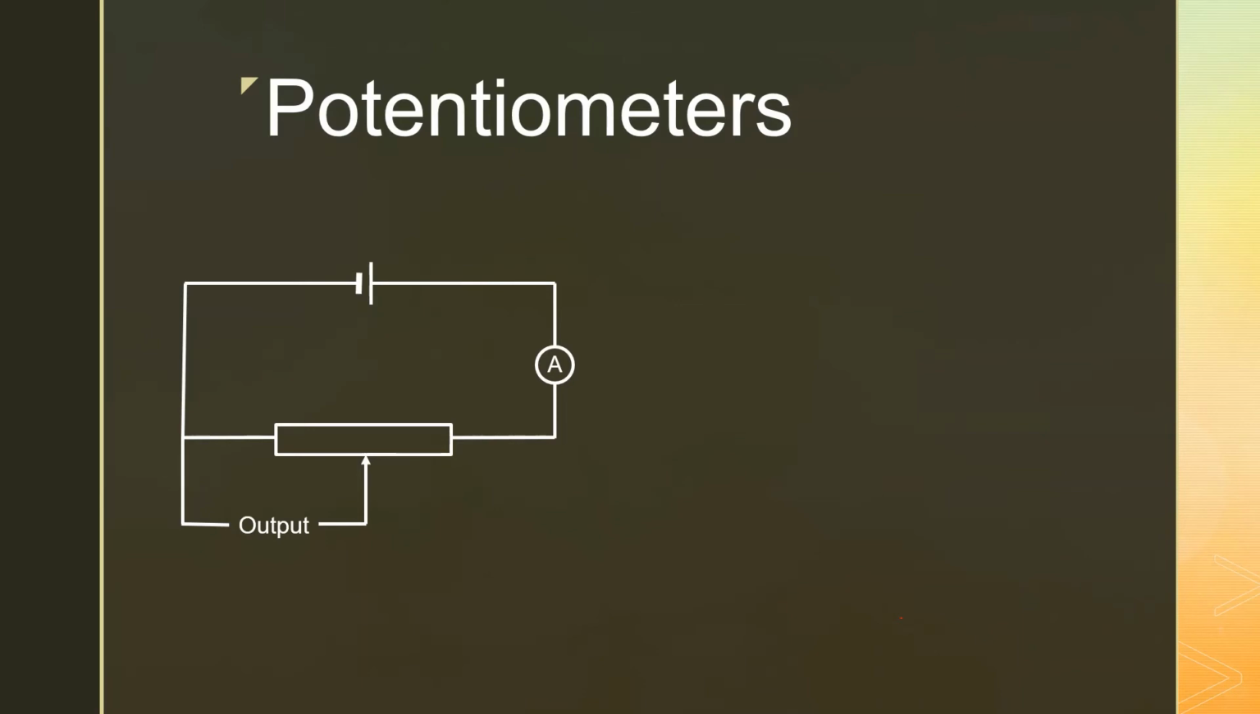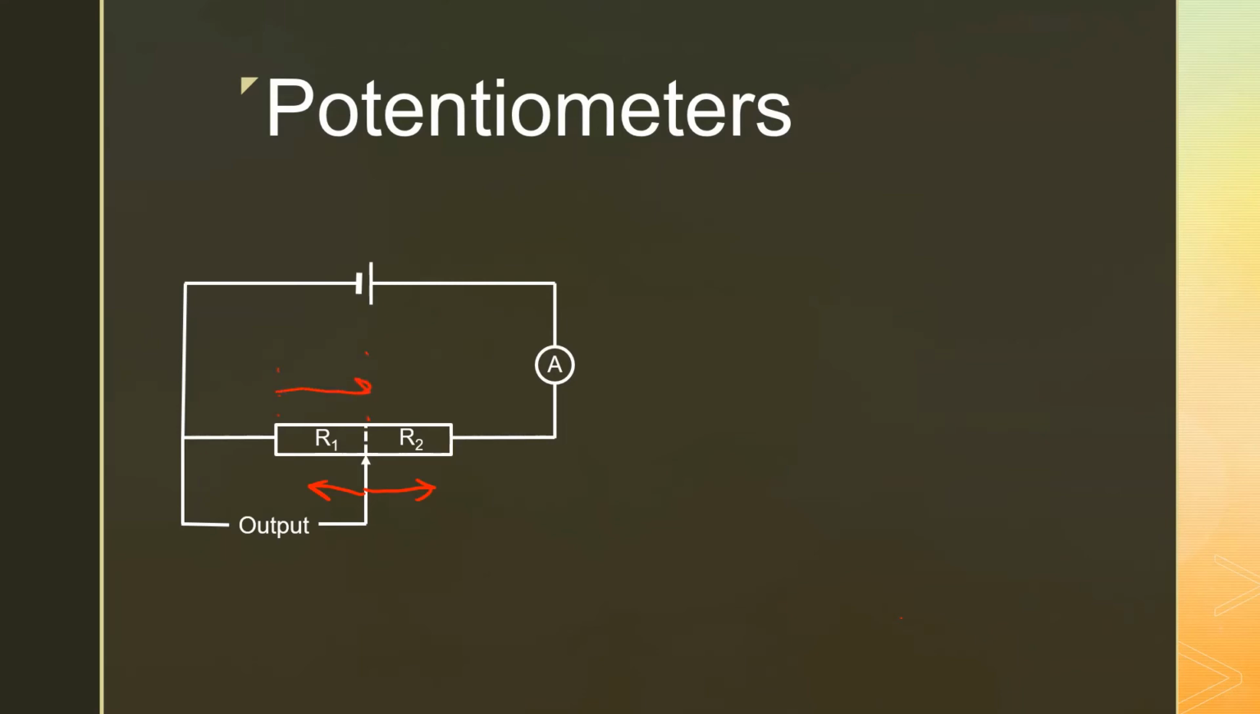The best way to think about this, in my opinion, is still thinking about this as 2 separate resistors separated at the position of that sliding contact. So I've still got to the left here R1 and to the right R2. And if I move this slider left and right, what I'm going to do is change the length of those wires.